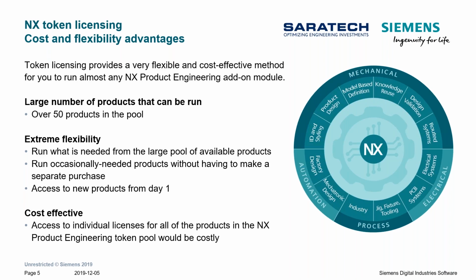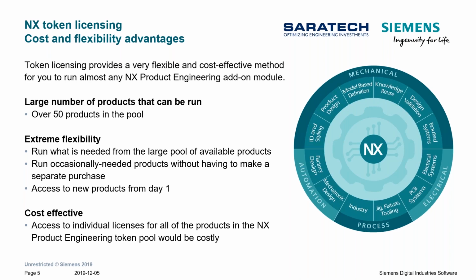And so what we've done is we've taken about 50 products. It's actually growing all the time, so it's now up to about 54 products that are part of our add-on module catalog and put them in the token license pool. So what it really means is that if you take this token-based approach, you have access to all of those products as long as you have enough tokens in the pool, to run as you go.